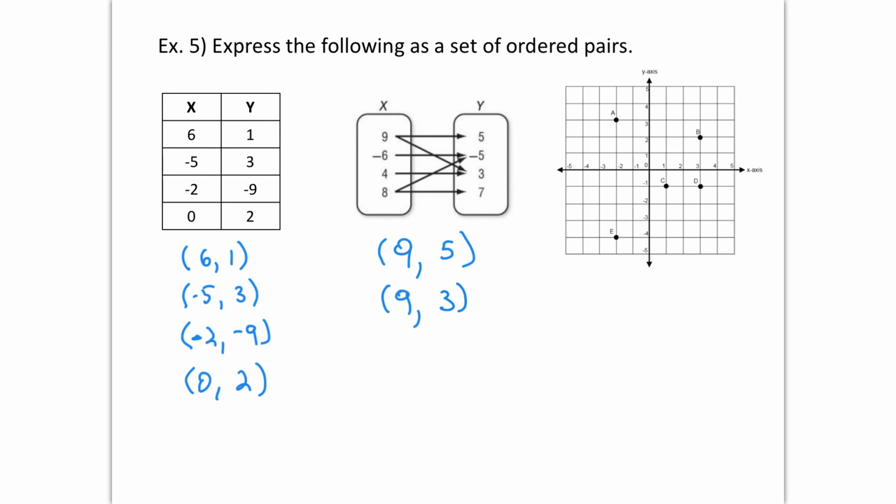The next one only has one arrow. The -6 goes to the -5. The next one is a 4 and it goes to 3. Now the next one, you have an 8. Now the 8 has 2 arrows. So you're going to have one ordered pair, 8, -5. And the second one is 8, +7.